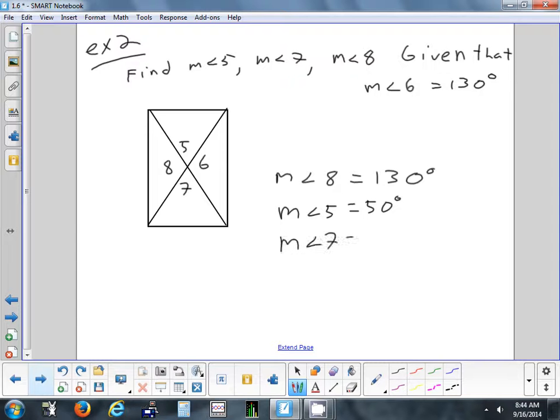And why does that mean 7 is also 50? They're vertical. Sure, 5 and 7 are vertical. Okay, another way to think about it is you could say, well, if I know angle 8 is 130, 8 and 7 are a linear pair. Okay, it's the same reasoning that you did, just looking at a different angle first. Okay, so there's all our angles.